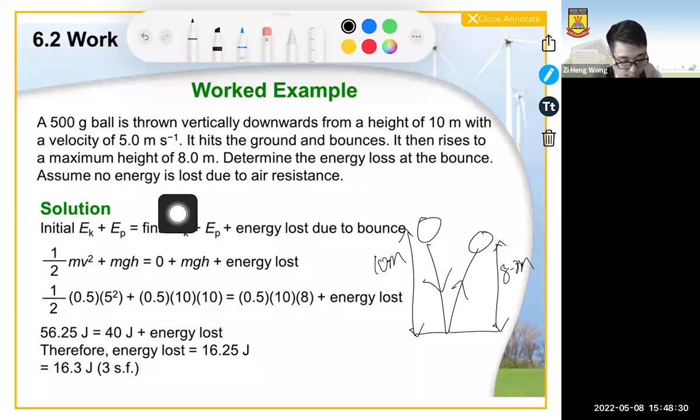So in this case, the final K will be 0 because when it bounces and reaches the highest point again, this highest point will always be KE 0, because at that split second it's kind of floating over there, not moving anywhere. So the K will be 0. Then the final MGH, you use mg times 8, whereas the initial MGH, we have mg times 10. Then half mv square, you know that v is 5, you just substitute in. You can find that the energy loss is about 16.25 joules.